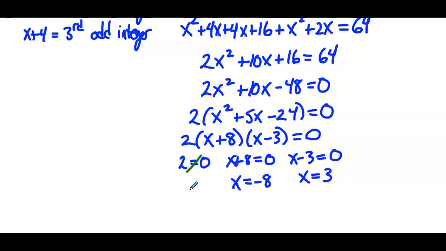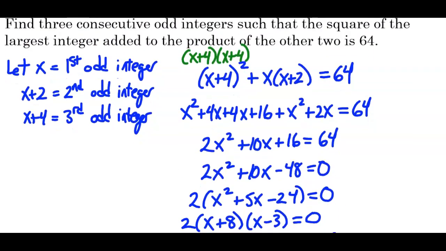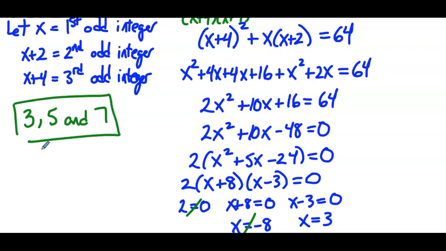Okay, so 2 doesn't equal 0. Now we're talking about odd integers based on our let statement. So negative 8 is even. That gets rejected. So x equals 3 is the only valid solution. And we're looking for all 3 odd integers. So 3, 5, and 7 are the consecutive odd integers such that this is true.